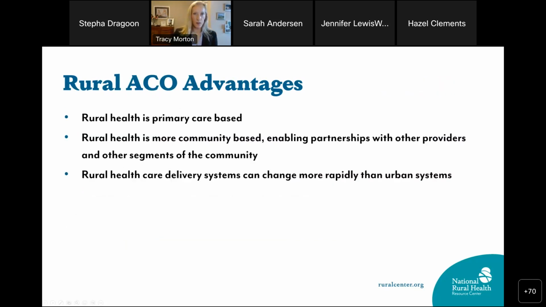I've kind of alluded to a lot of this during the presentation, but rural does have a lot of advantages with ACO participation, where we are this primary care-based operation to begin with. We have a lot of community focus, which also can help with transitional care and care coordination, and our systems can adapt more quickly than urban, and we've seen this time and time again for decades.